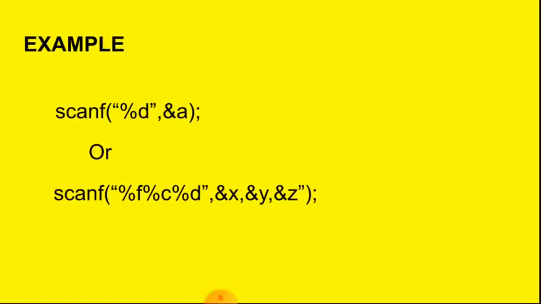Example: scanf open bracket double quotes modulus d close the double quotes comma ampersand a close the bracket semicolon, or scanf open the bracket double quotes modulus f modulus c modulus d close the double quotes comma ampersand x comma ampersand y comma ampersand z close the bracket semicolon.